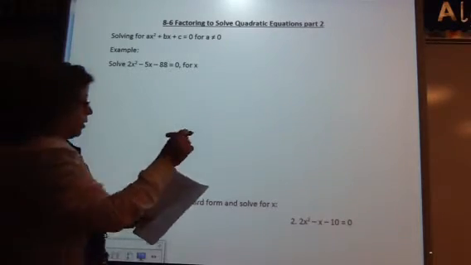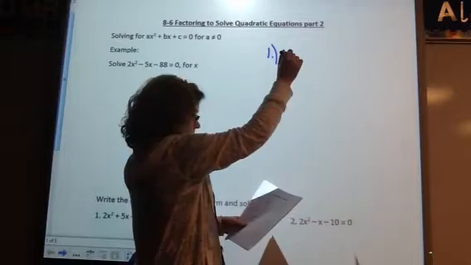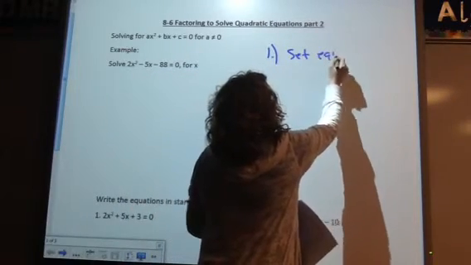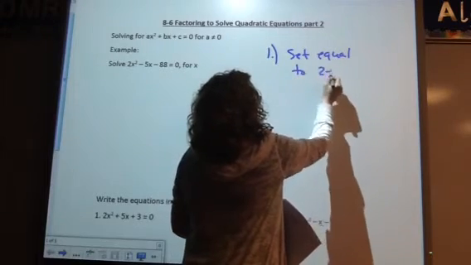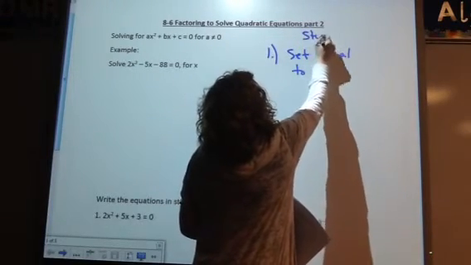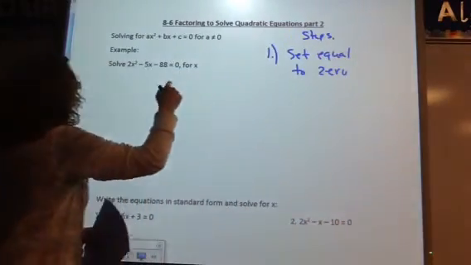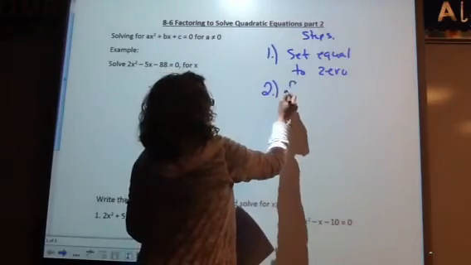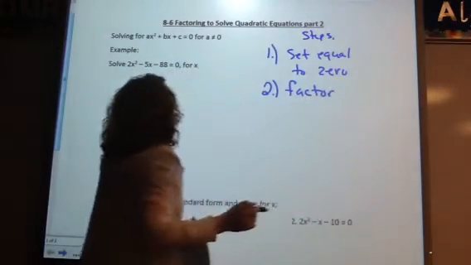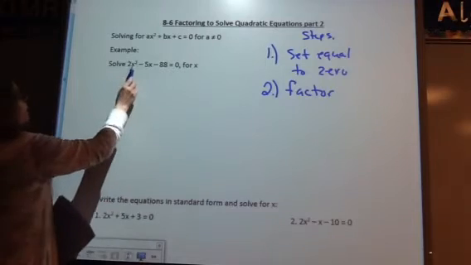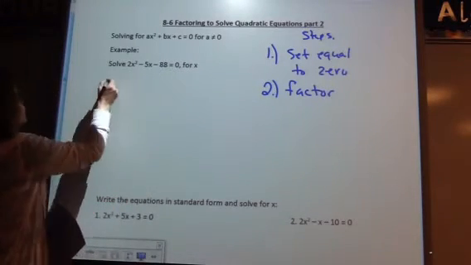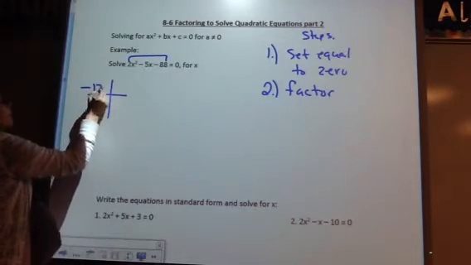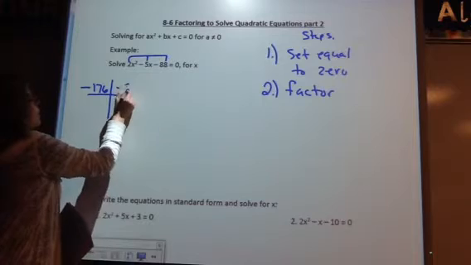We need to do the steps we talked about. So we need to set it equal to 0. Alright, well this one's already set to 0. We need to factor it out. So, do we have any common factors? We do not. So we need to do our little t-chart here. When we multiply, we get negative 176. When we add, we get negative 5.